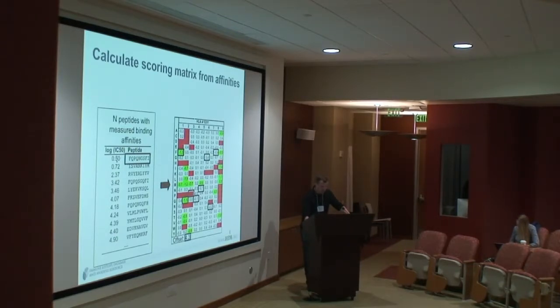And then you essentially train it by saying, given all these known affinities that I have for known peptide sequences, how do I optimize these matrix coefficients to minimize the distance?